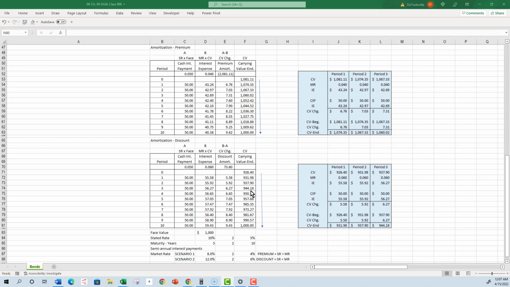So again, you can do these calculations with equations. You're calculating the interest expense, the change in the carrying value, and then the new carrying value for the bond. The carrying value for the bond always represents the bond liability. The face value of the bond represents the bond payable.